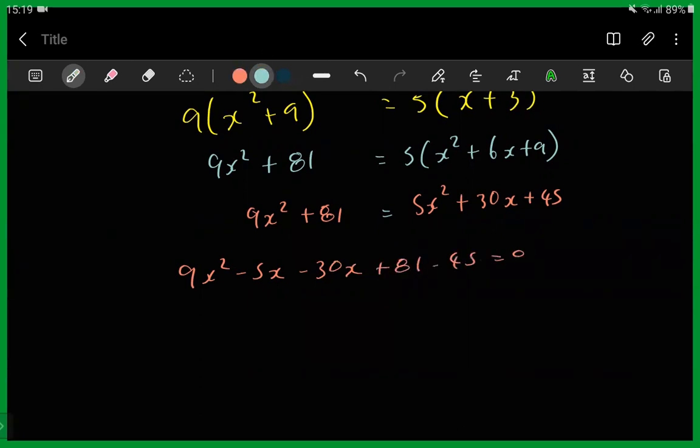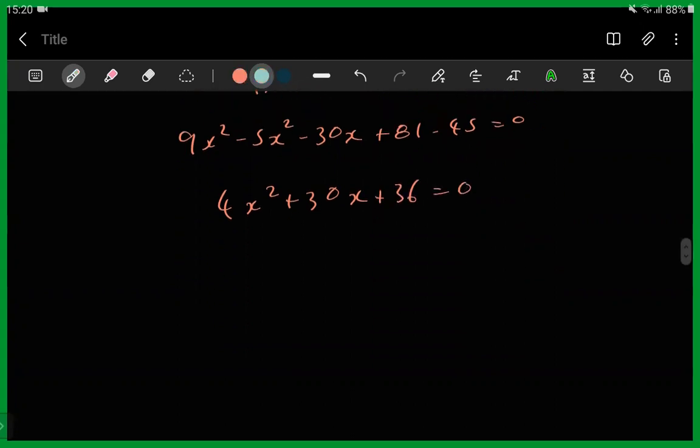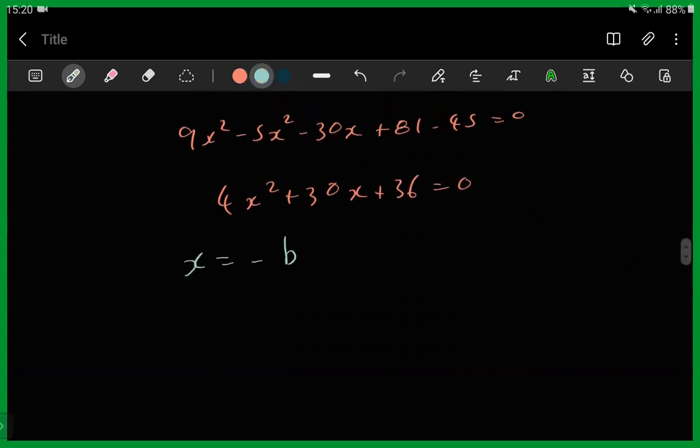You see it? Got the squared. And then this is just a 4x squared. 30 does not have a like term, so you have your 30 there. 81 minus 45 gives you 36, which is a bit promising, but we can just use the quadratic formula for this one. Then the quadratic equation over 2a.